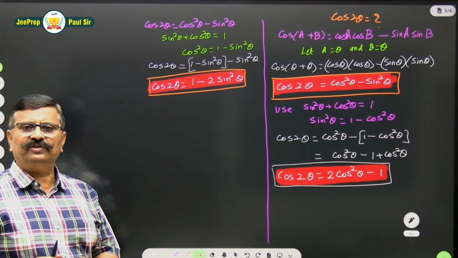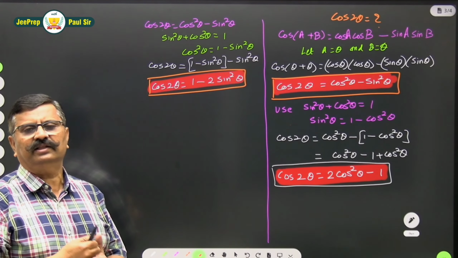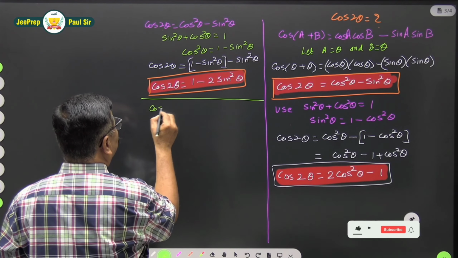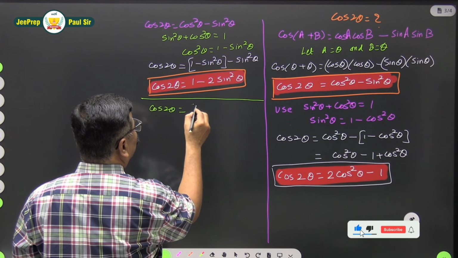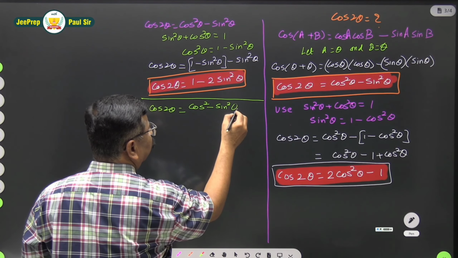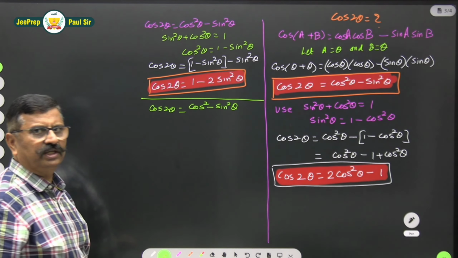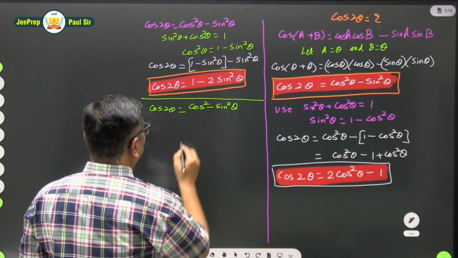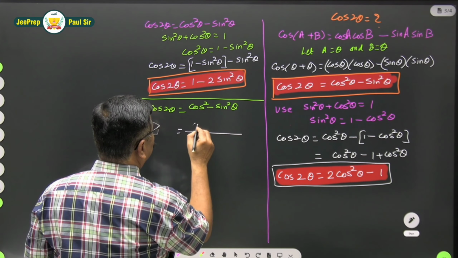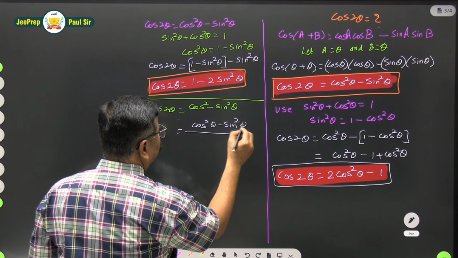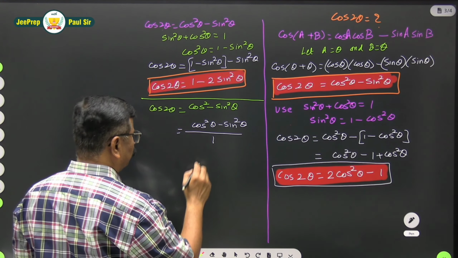Now let us express cos 2 theta in terms of tan theta. Now let's see how to do that. Now see, we have cos 2 theta is equal to cos square theta minus sine square theta. This is the same formula I'm using here. This I can write divided by 1. So therefore, this can be written as cos square theta minus sine square theta divided by 1.